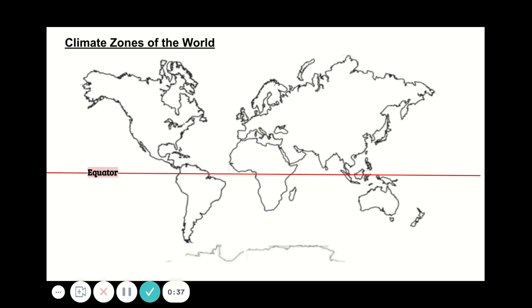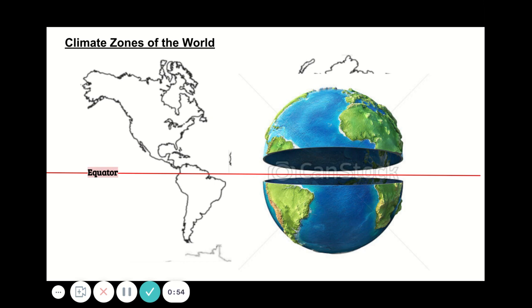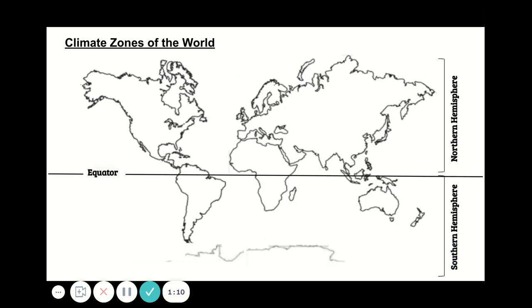The equator is an invisible line of latitude drawn on a map to show the center or midpoint of the Earth. The equator divides the Earth into 2 hemispheres. A hemisphere is half of a sphere or a ball. So here is what it looks like if you cut the Earth in half at the equator. Above the equator, you have the northern hemisphere, and the area below the equator is the southern hemisphere.